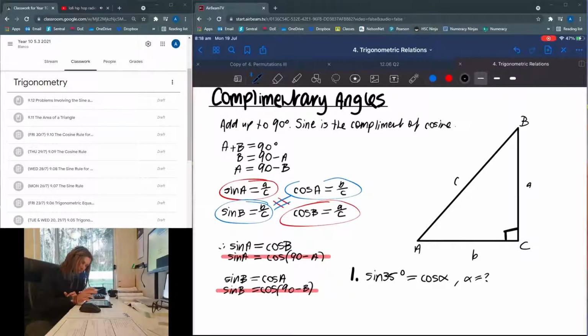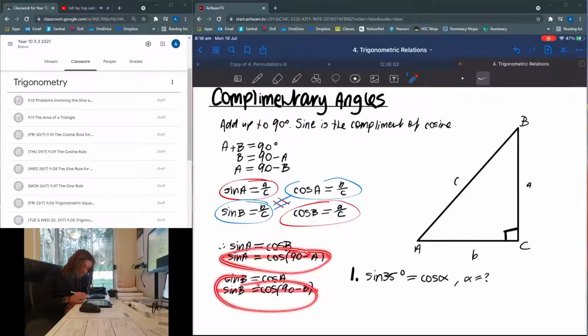Before, I guess what you would have done is gone, well, if I want to get alpha by itself, then I need to get rid of the cos. The way that I get rid of the cos is to take cos minus 1 of sine 35. That's a little bit weird. That'd probably work. Well, it should work. But this is way easier knowing that these things exist.